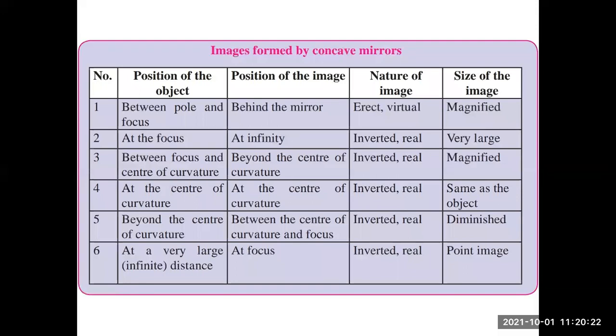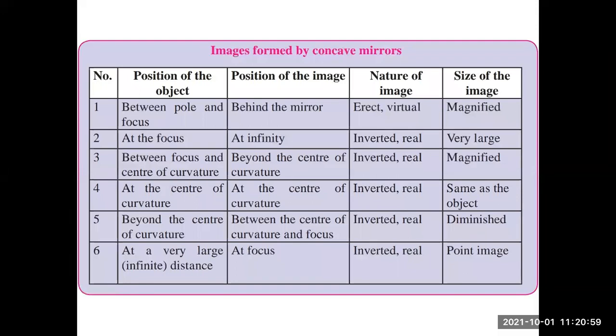So let's go just by reading this table. In the first case, when the position of the object is between the pole and focus, the position of the image is behind the mirror, the nature of the image is erect and virtual, and the size of the image is magnified. In the second case, the position of the object is at focus, the position of the image is at infinity. We can't find the image, so the position of the image is at infinity. The nature of the image is inverted and real. The size of the image is very large.